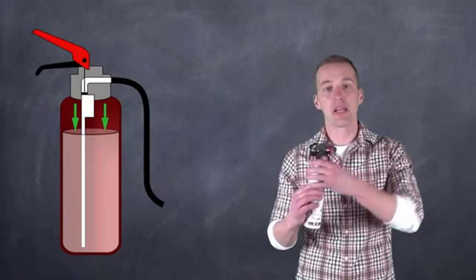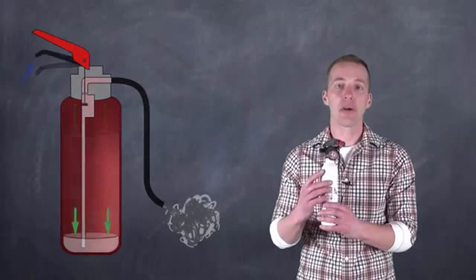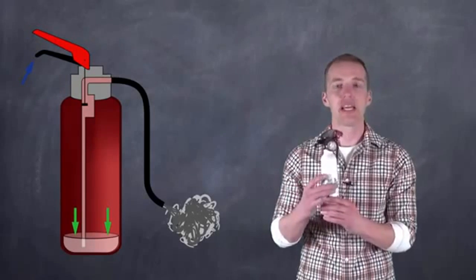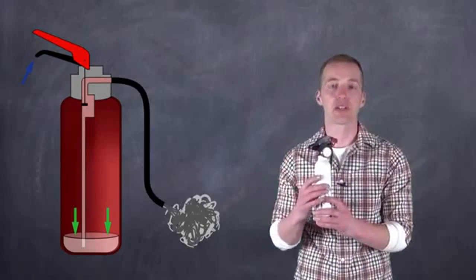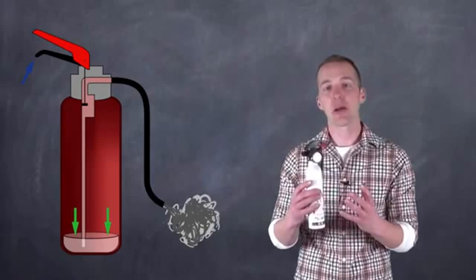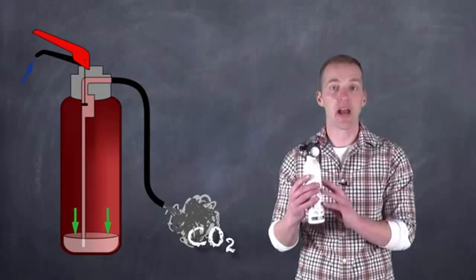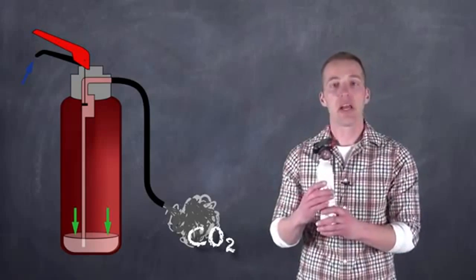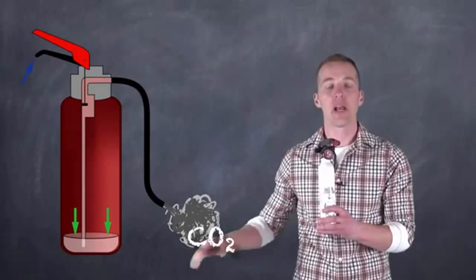So when we pull the pin and depress the nozzle, what we are going to get is a gas that's being propelled, going from an area of high pressure inside the canister to an area of low pressure outside the canister. Now, in some cases, there is just carbon dioxide gas in here. The carbon dioxide gas, which is heavier than air, is going to go low to the floor, and it's basically going to cut off the oxygen supply.